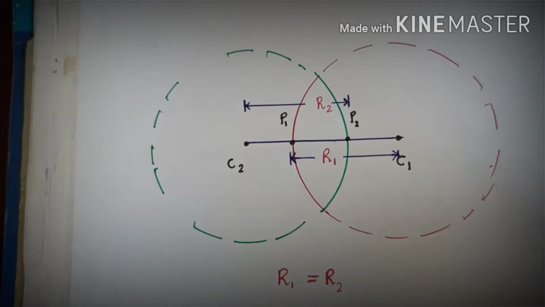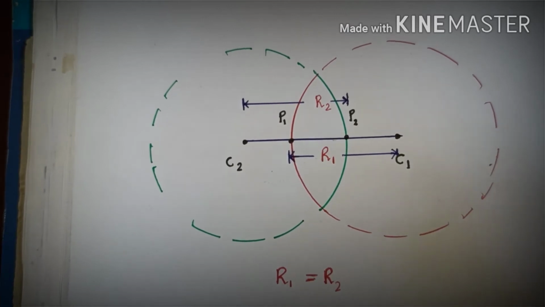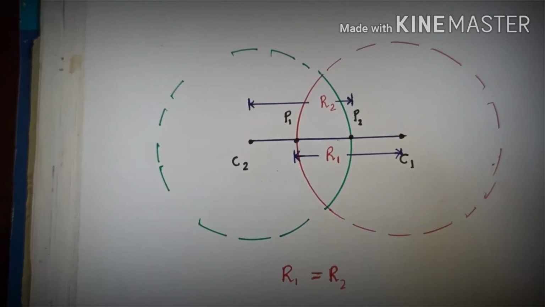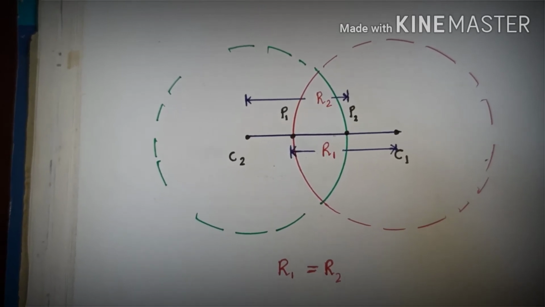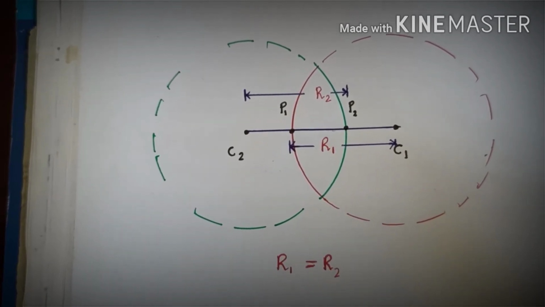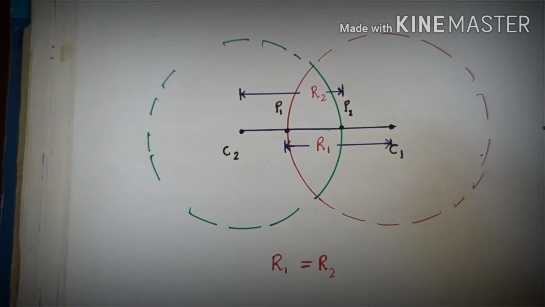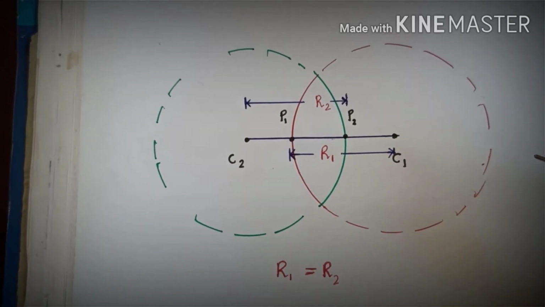Now if we have this kind of lens where both the surfaces of the lens are equally convex or equally concave, then such kinds of lenses are called equiconvex lens or equiconcave lens respectively. This is the diagram of an equiconvex lens.